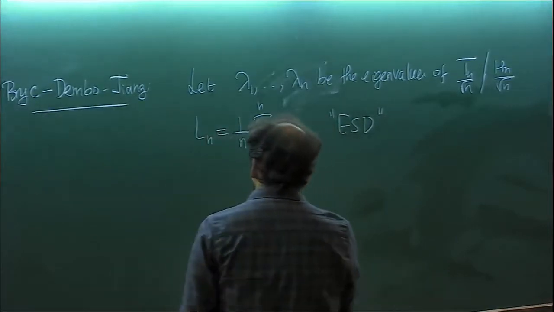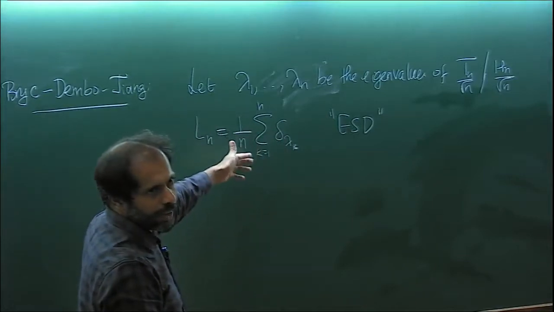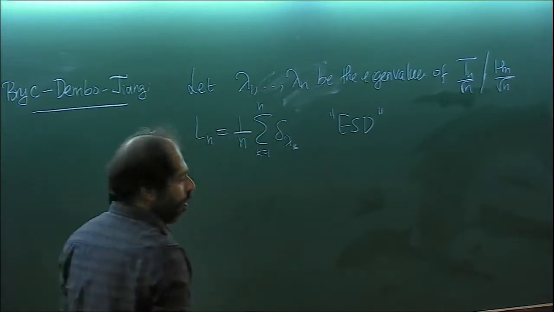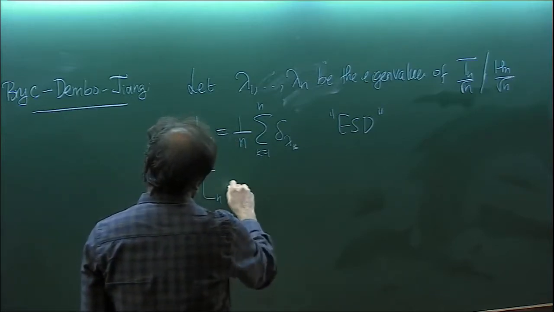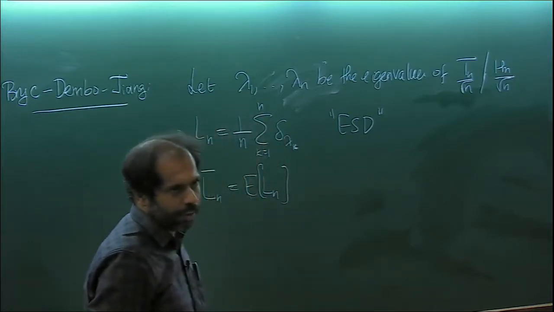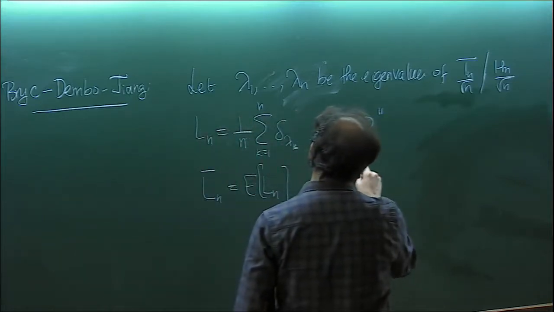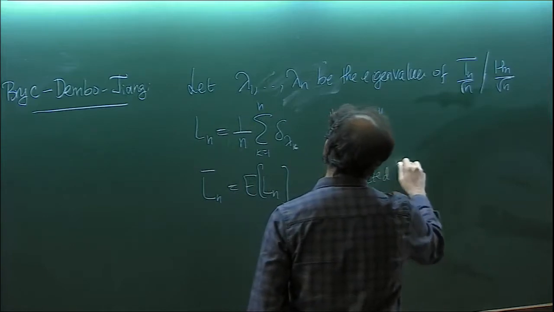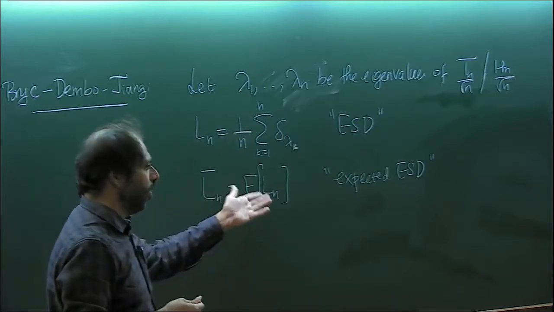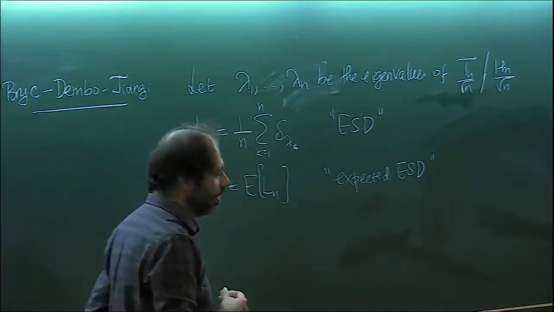You can also look at something a bit simpler. The ESD is a random probability measure because T_n is random; the eigenvalues are random. But you can also look at L_n bar, which is the expected L_n. If you take a convex combination of probability measures, it's another probability measure. So this is the expected ESD. This is just a sequence of measures. So instead of random probability measures, it's a sequence of measures.